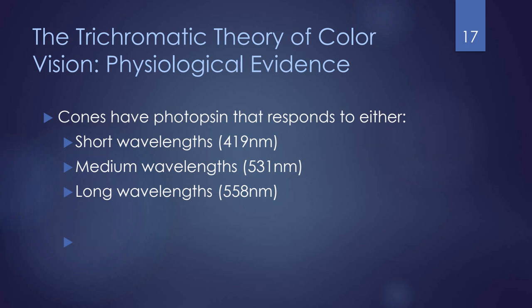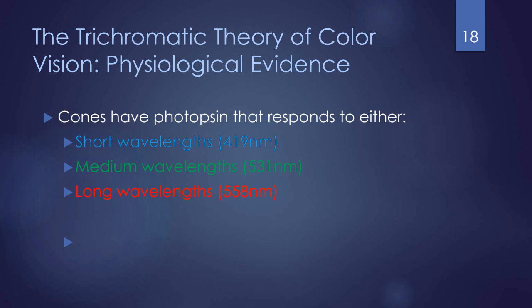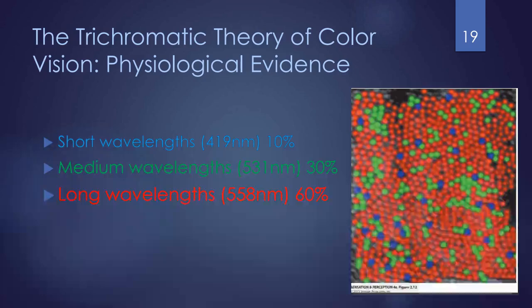You can think of this, although it's not completely true, because of course these wavelengths exist on a spectrum, so it's not absolute. But you can kind of think of the short wavelengths as being bluish, medium wavelengths as being greenish, and long wavelengths as being reddish. It's a good way to remember and keep track of them.